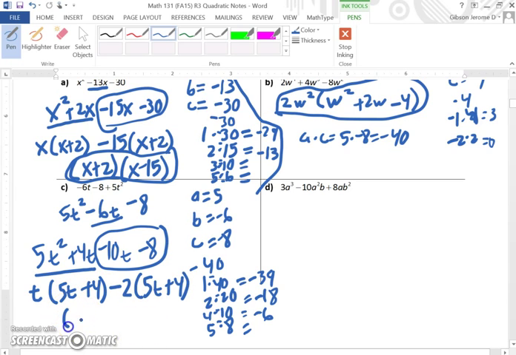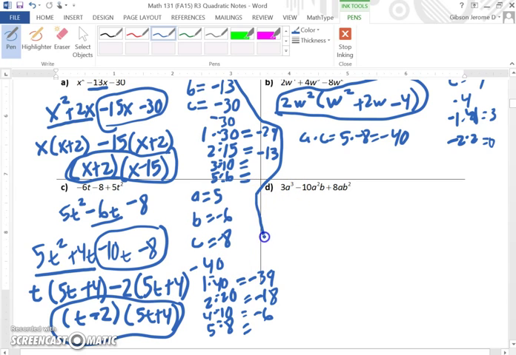Now, we will write one parenthesis with everything on the outside, which would be t minus 2. And then one of the two repeating parentheses, which is 5t plus 4. And that is the final answer.